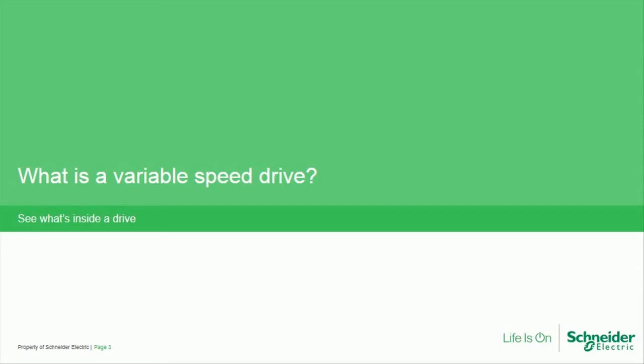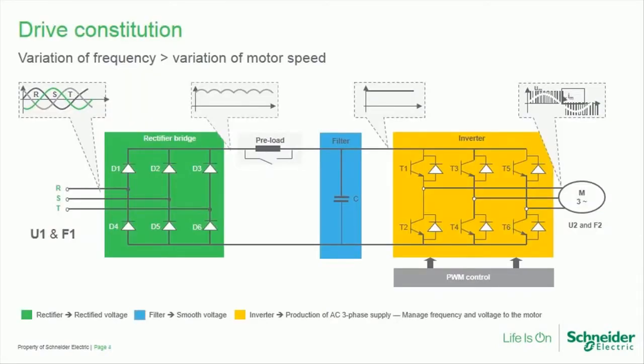What is a variable speed drive? To see rapidly and very simply what is inside a drive, from an electrical point of view. The drive is made of a power part and a control part where all application I/O are connected: start, stop, reverse, speed and other functions in relation with the application.